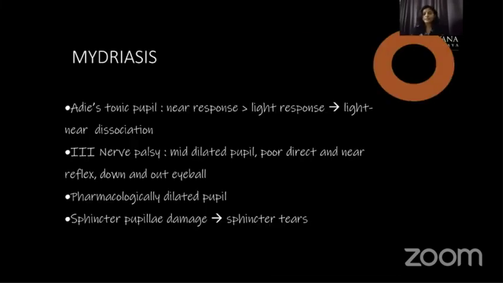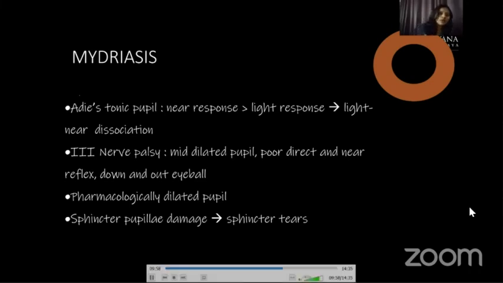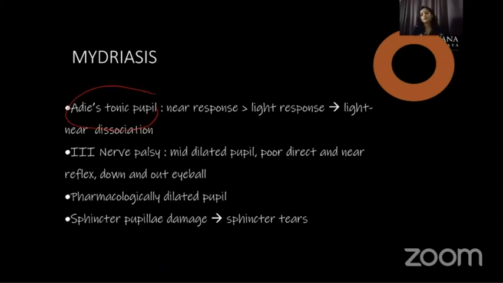So coming to mydriasis. Mydriasis occurs in something called the tonic pupil, where the near response is again more than the light response, also called light-near dissociation. It also occurs in third nerve palsy, a pharmacologically dilated pupil, just the way you use dilating drops, and sphincter pupillary damage, which can occur with trauma.